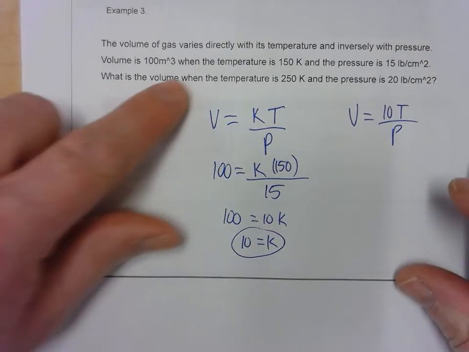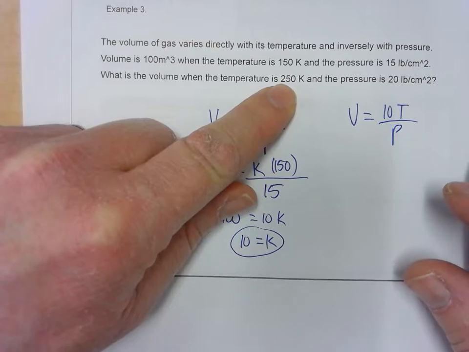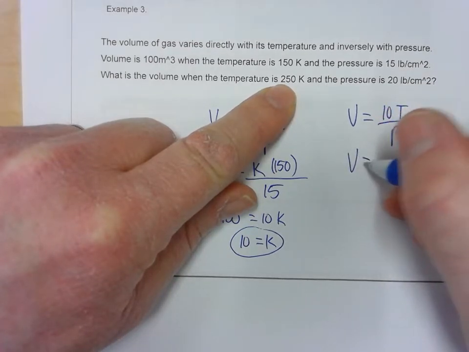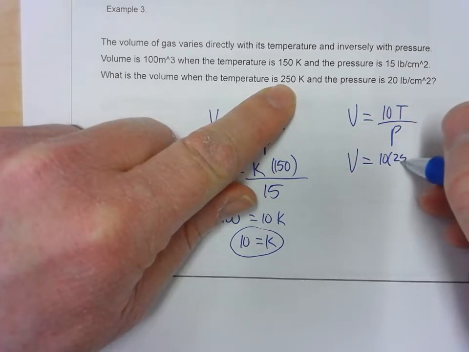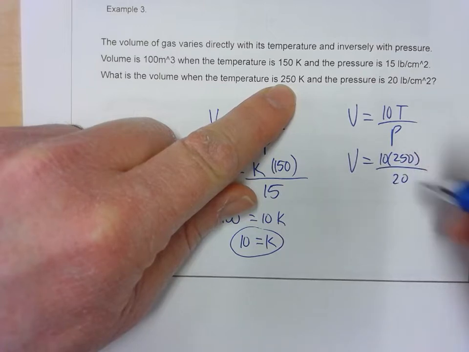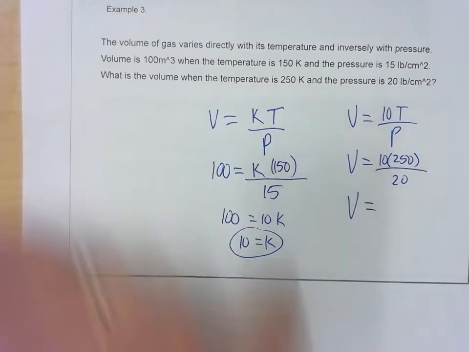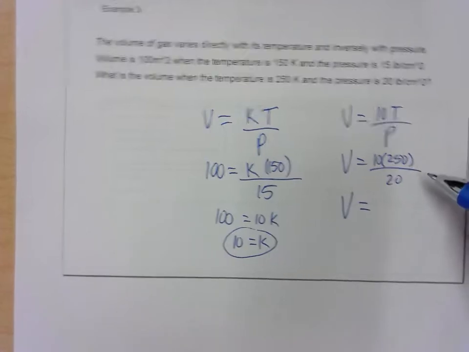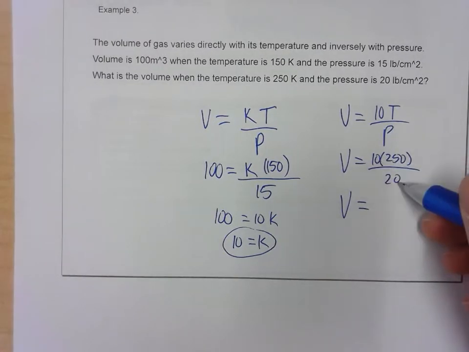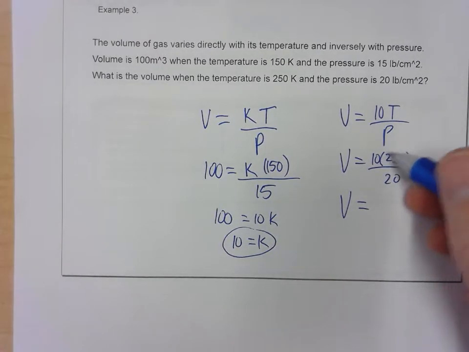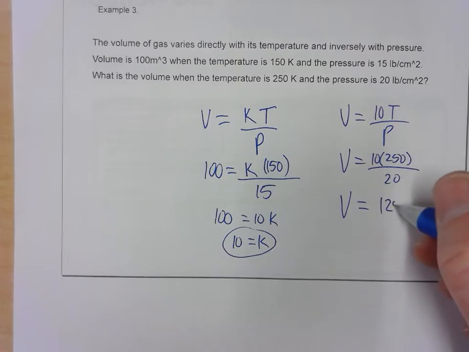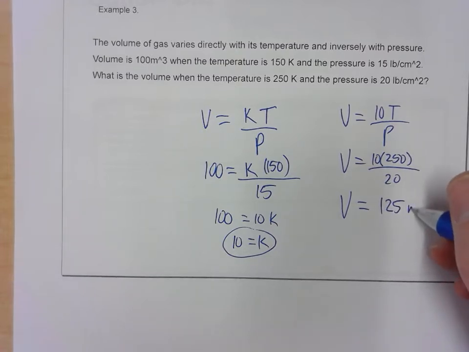And it says, what's the volume when the temperature is 250 Kelvin? So the volume is 10 times 250 over 20. And let's see, 10 over 20 is a half. So basically I'm cutting this in half. So it'd be 125 meters cubed.